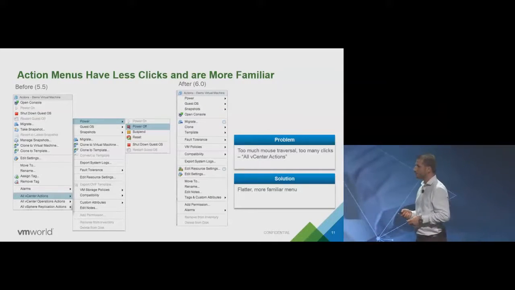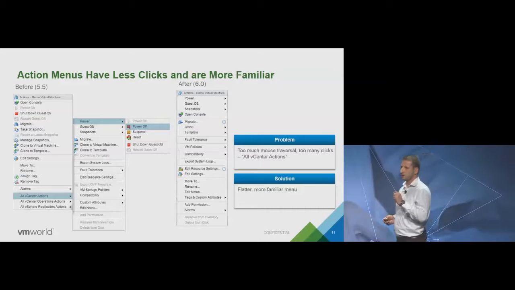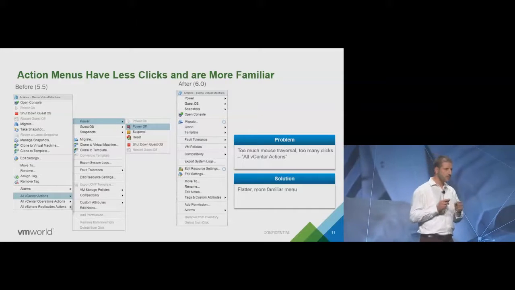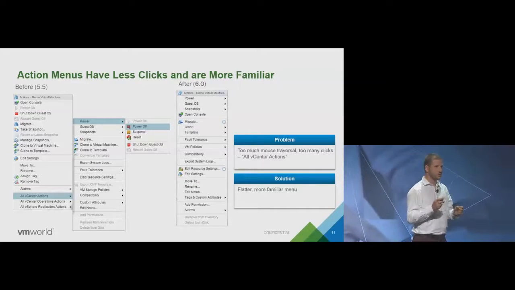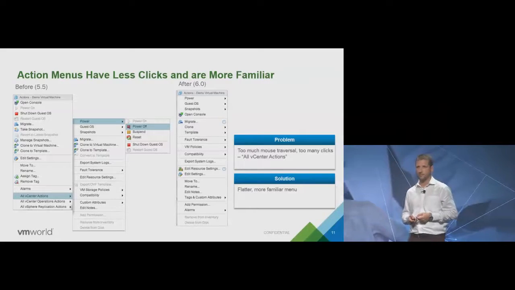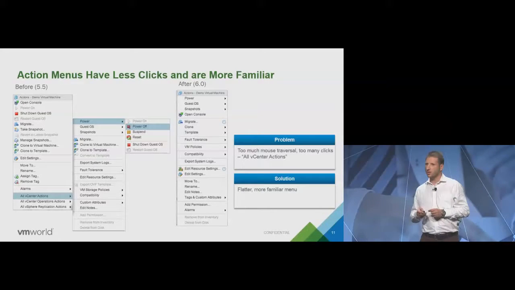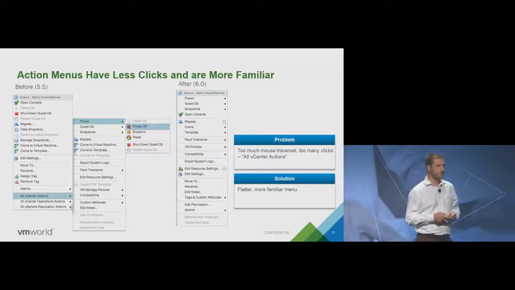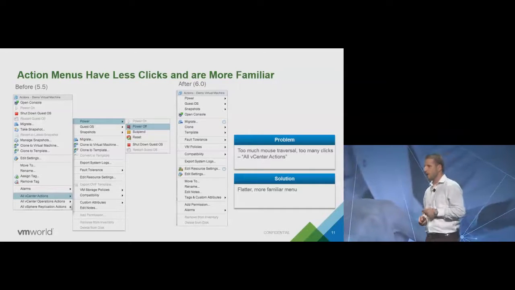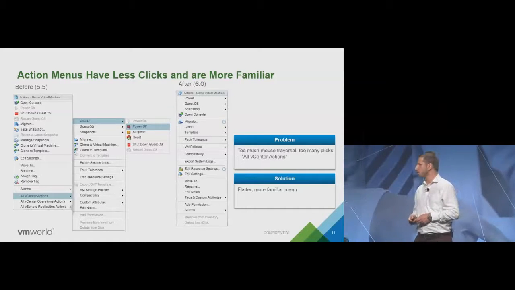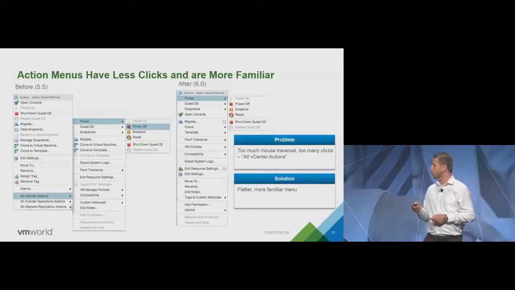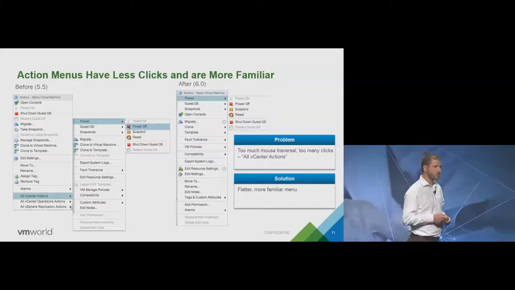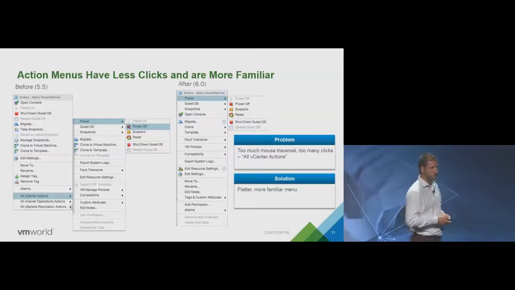In vSphere 6, we have significantly reduced the complexity of the action menus. We have flattened them, and we have grouped similar actions in semantics together. Now the action menus look a lot more familiar to you, especially for those of you who are used to the legacy VI client. And again, the same example. Now, if you need to power off a virtual machine, you would right-click on a virtual machine, you will go to power, and from over there, you have all the power operations right next to each other. Makes a lot more sense.